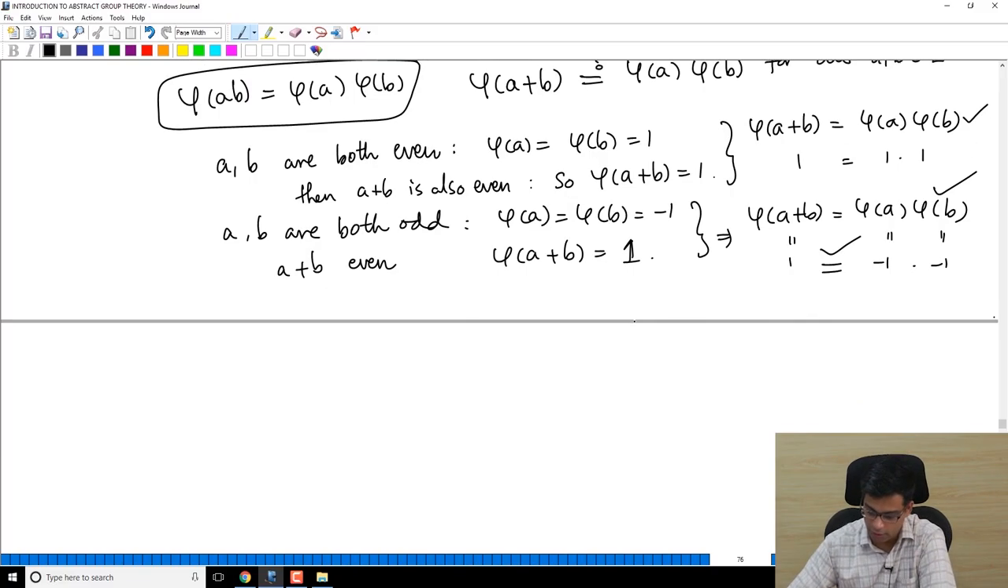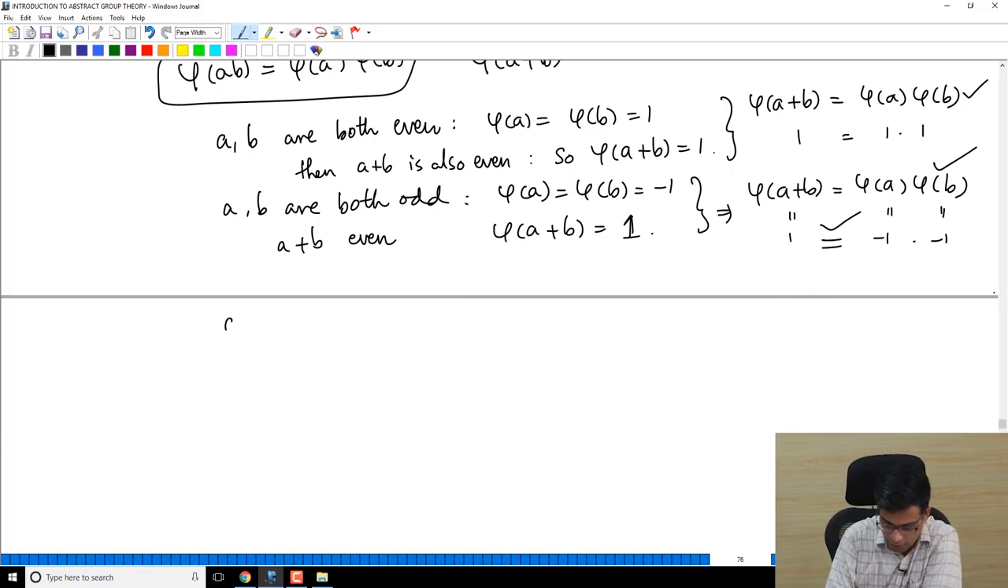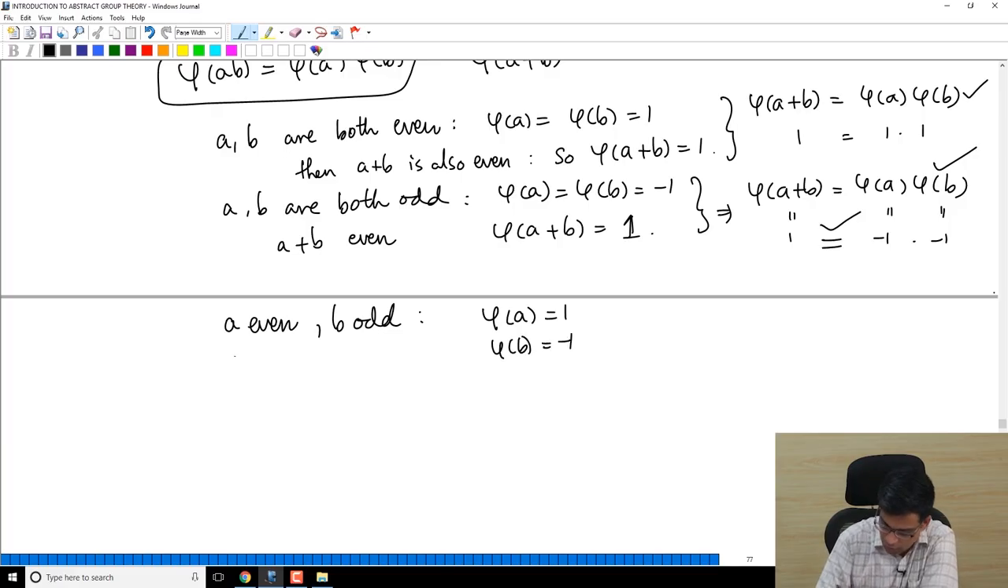Now let's check the other case. So if A is even and B is odd, what happens? We have phi of A is 1, phi of B is minus 1. Because A is even and B is odd, A plus B is odd, right? A is a multiple of 2, B is not a multiple of 2. When you add, you won't get a multiple of 2.